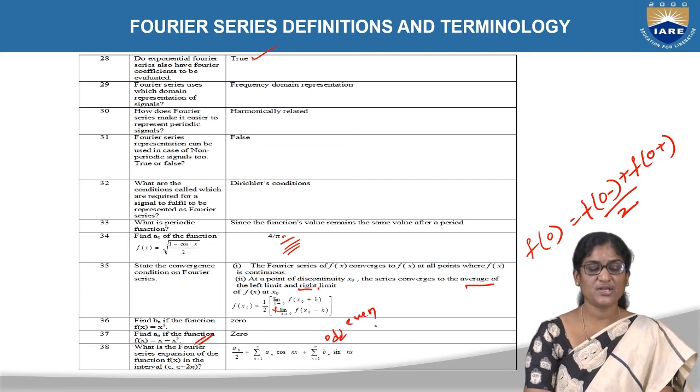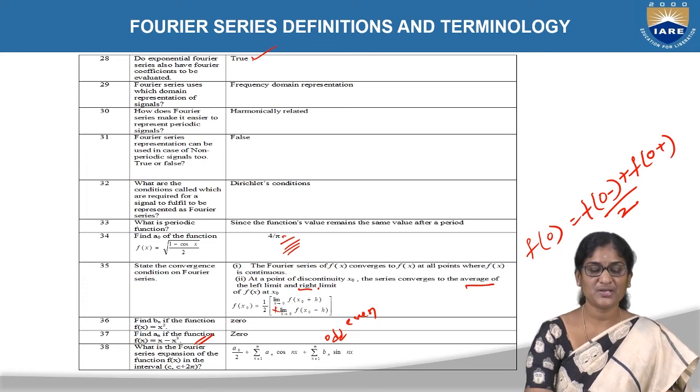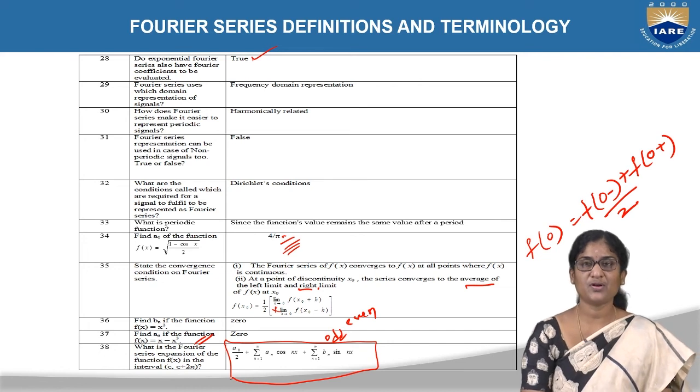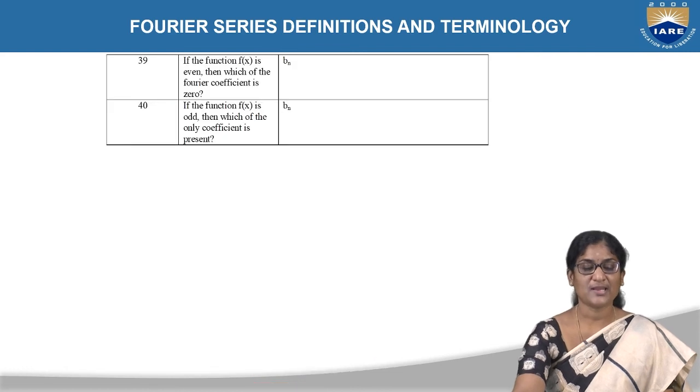Next, what is the Fourier series expansion of the function f of x in the interval c to c plus 2 pi? This is the very general formula for the Fourier series: a naught by 2 plus summation n rises from 1 to infinity of an into cos nx, plus summation n rises from 1 to infinity of bn into sin nx.